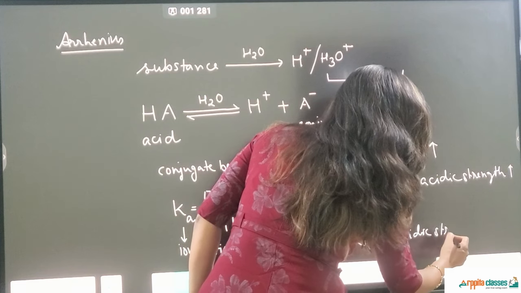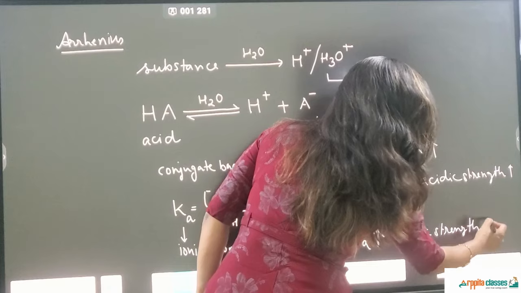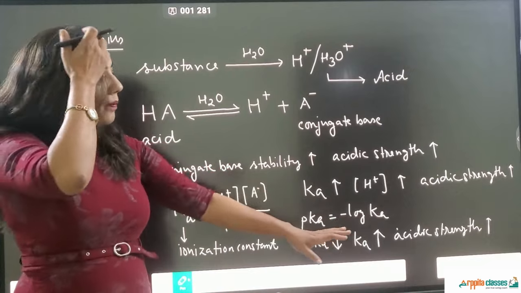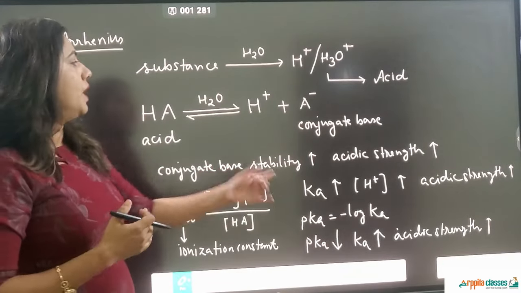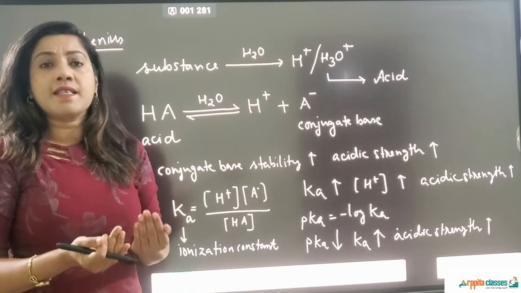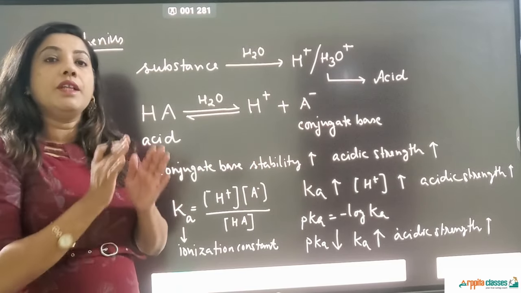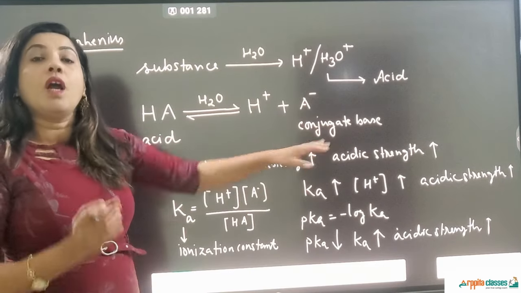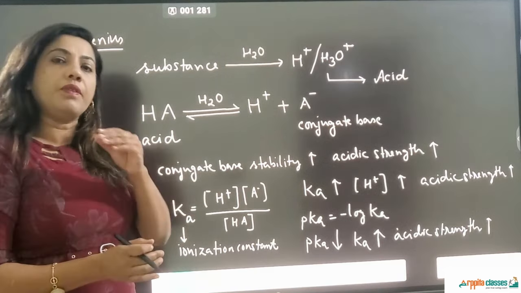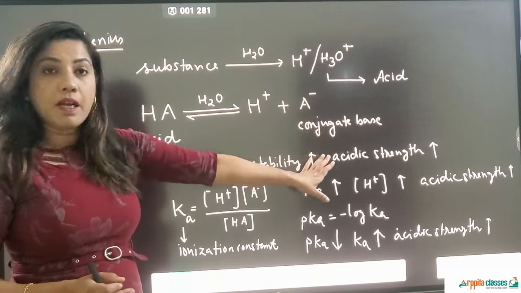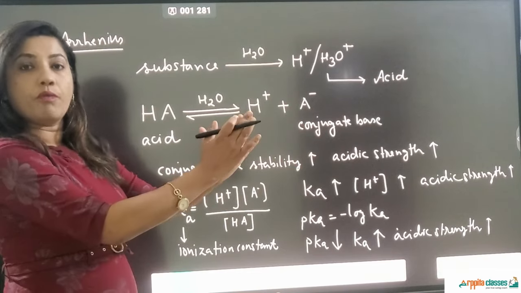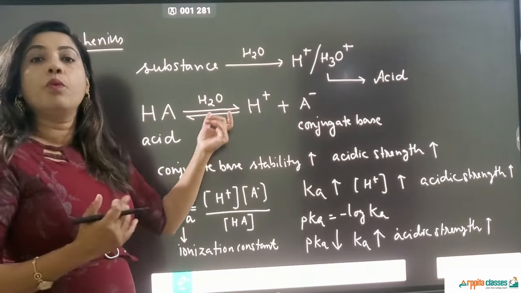In the book you can see that different pKa values are given, and the less the pKa value, the more will be the acidic strength. But this all finally depends on the stability of the conjugate base. So whenever you talk about the strength of an acid, just look at the conjugate base and see what is the stability factor there. If this is stable, then the ionization will be more and more towards the forward direction, and hence it will release more and more H plus.